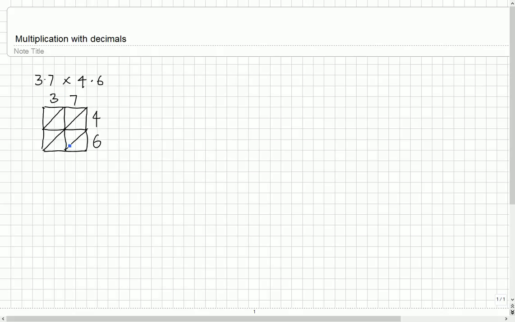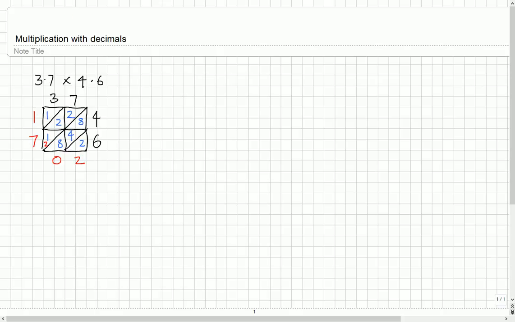Okay, I'm going to quickly fill in the grid. So now we've got 7 times 4, which is 28. 7 6s are 42. 3 4s are 12, and 3 6s are 18. And then we're going to work through the diagonals. First diagonal's got a 2 in it. Next one's got 8, add 4, add 8. 8 add 4 is 12, add 8 is 20. Put down the 0, carry the 2 into the next diagonal band. 2, 4, 5, 6, 7, and a 1.